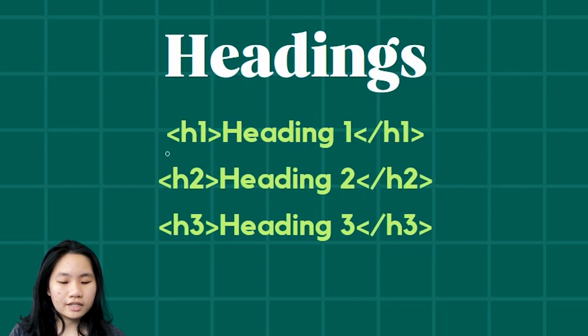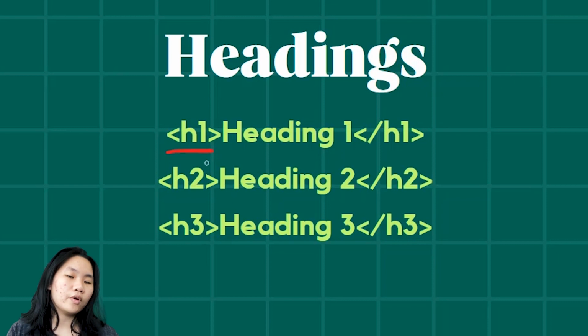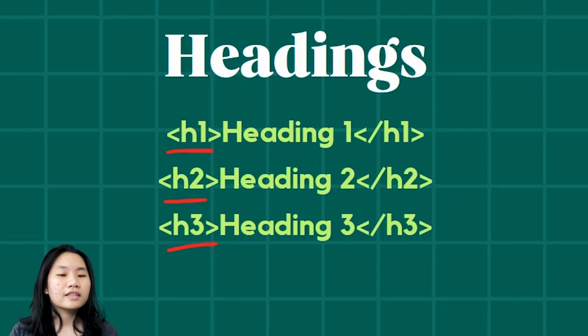So the first tag is H1 or heading 1. And then you have H2, H3, H4. The numbers are really signifying the size of the heading. So you have H1, which is the biggest, and then you have H2, which is a bit smaller, H3 is a bit smaller, and so on and so forth. And remember, if you have an open tag, you must have a closing tag.